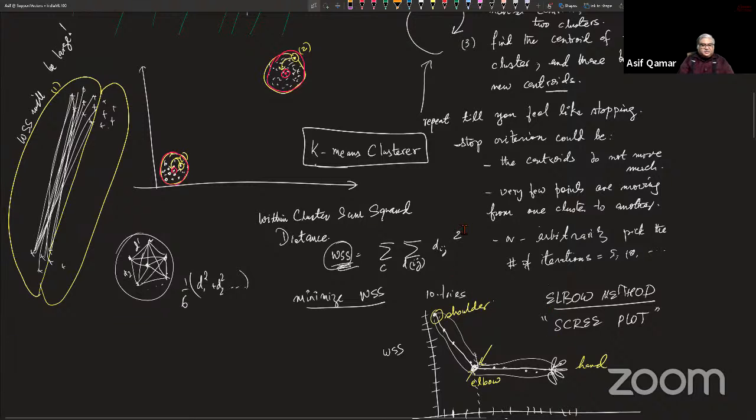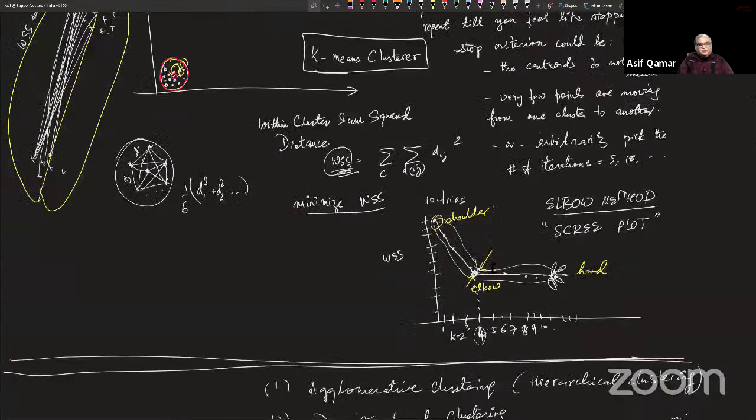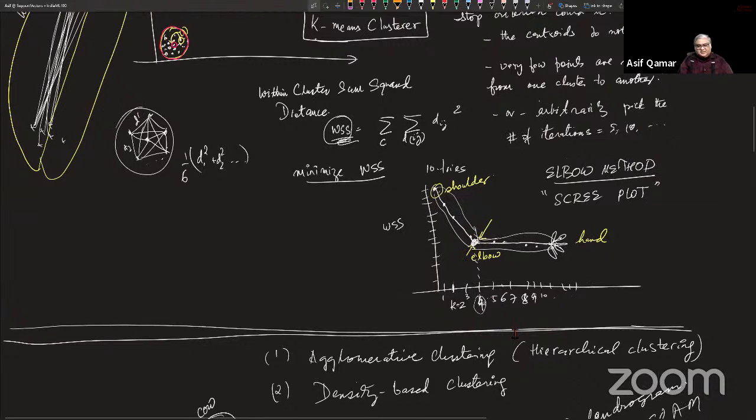and given its simplicity, it has a couple of limitations. One is you have to tell how many clusters there are. You have to guess it. And if you don't know how many there are, you have to repeatedly run the algorithm for different numbers of clusters that you may guess, and then you look for the elbow. Right? So it can become computationally intensive.